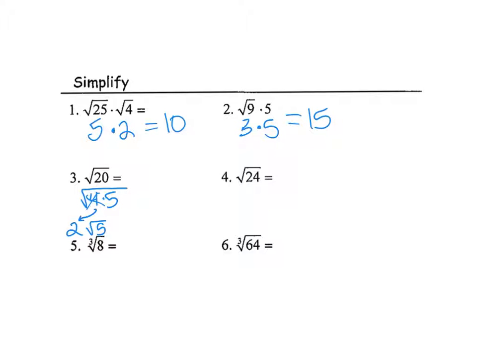Okay, number 4. What is, 24. Is that a perfect square? But is there a number inside of it that is? Yes. 4. 4 times what? 6. 4 times 6. Put the 4 first. Take out the perfect square. Square root of 4 becomes what? A 2. So that's taken out of my square root. 6 is still there. Keep the 6 in the square root still.